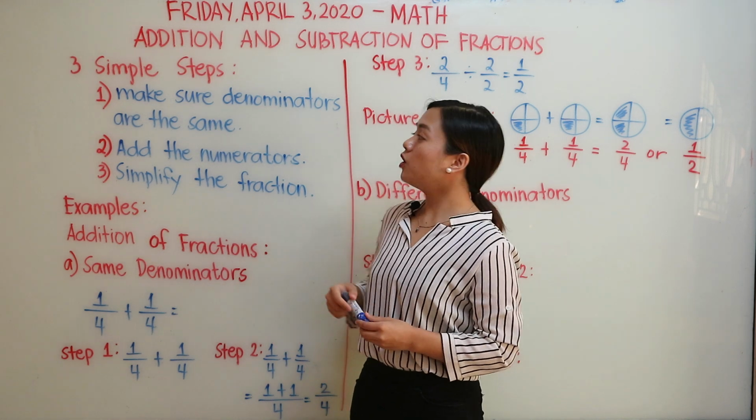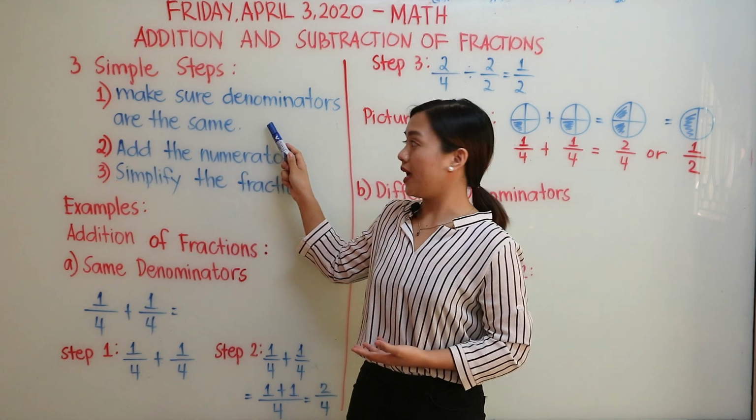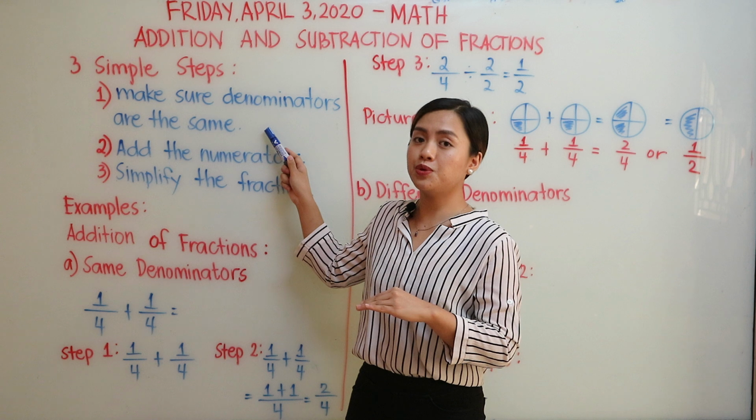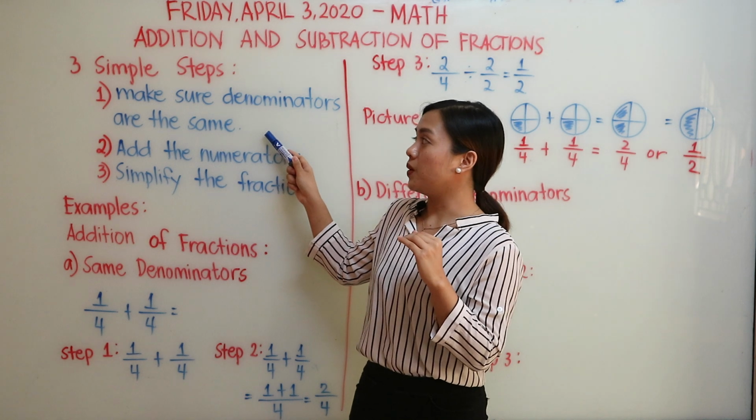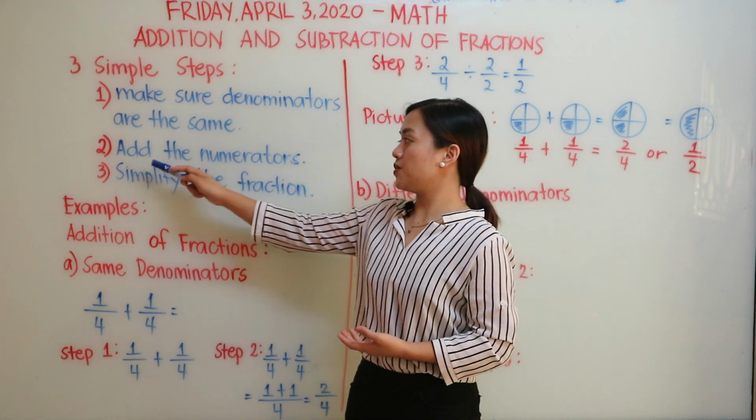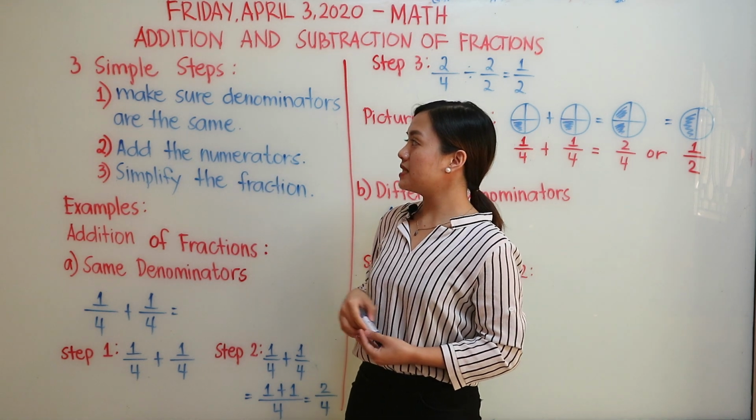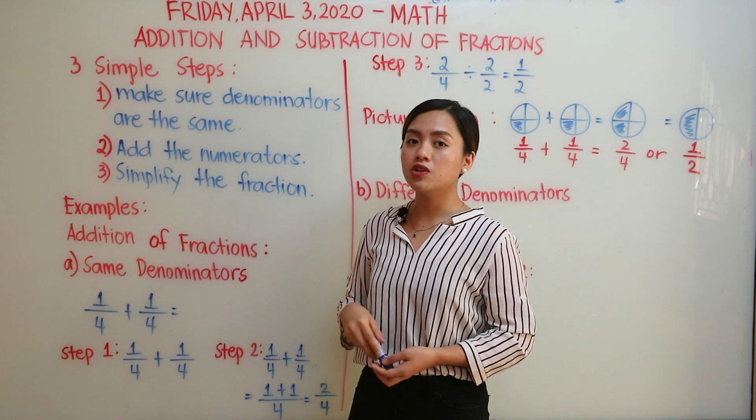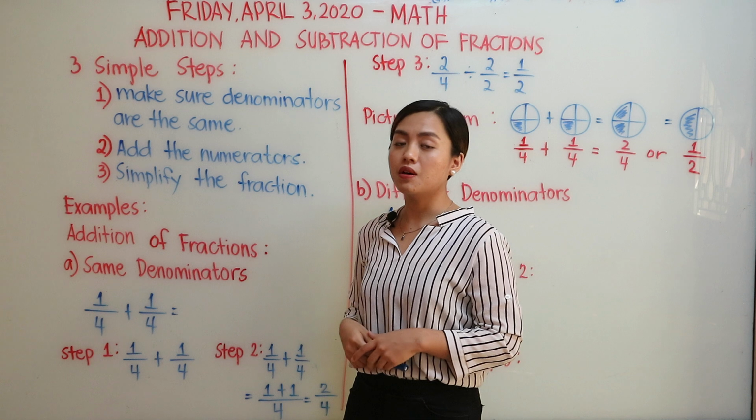So first step, all we need to do is make sure the denominators are the same. Okay? Now we said that denominators are the numbers on the bottom part and the numerators are the numbers on the upper part or the top part. Now, second step, if the denominators are already the same, all you need to do is add the numerators together. So just the numbers on top. And then the next step, or the final step, will be to simplify the fraction or to divide it by a number for it to have its lowest form.